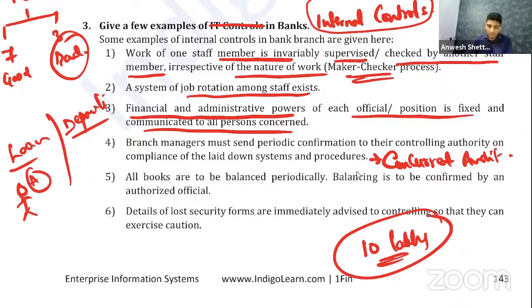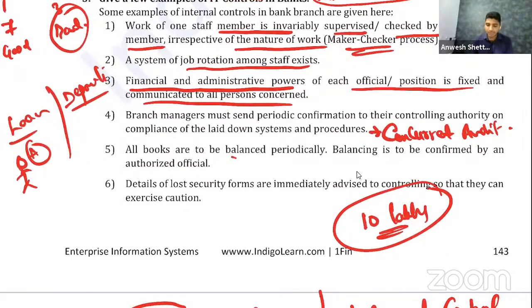Next, all books are to be balanced periodically. Balancing is to be confirmed by authorized officials. So, though banks use CBS, that is one software which does the entire job, you should not rely only upon that software. Banks should actually prepare their books. They should confirm the balances. There are so many frauds. I wouldn't discuss those frauds in this class because it will take too much time. But so many frauds happen because they did not balance their accounts.